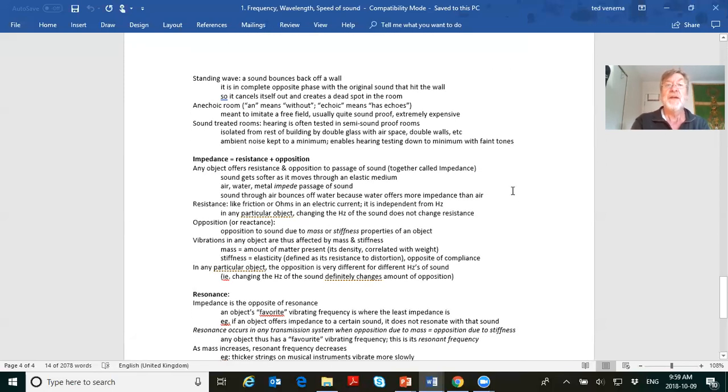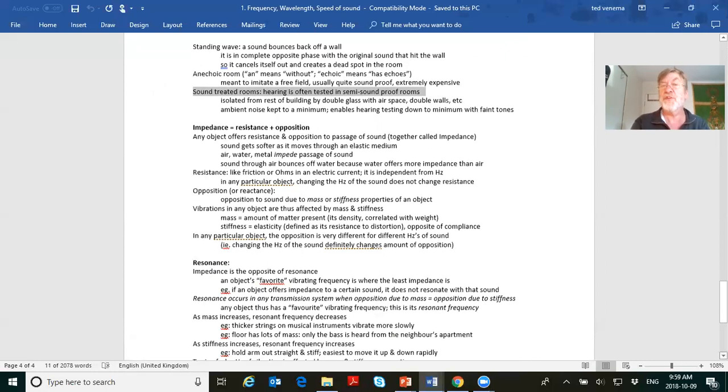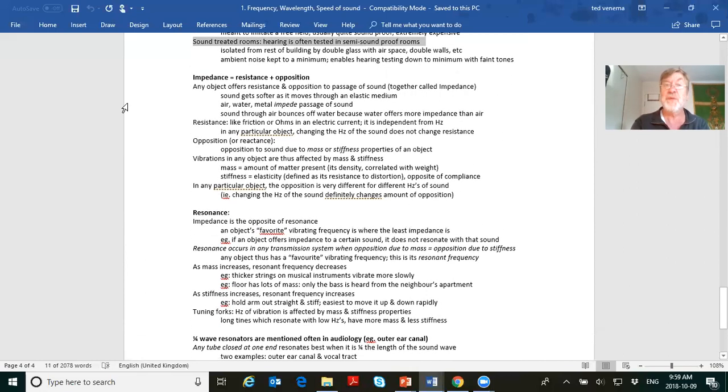Next. Standing waves, anechoic rooms, important to know. Okay, sound treated rooms, very different. That's what we use to test hearing. Think of water resistant as opposed to waterproof. This is an important concept as well. You're going to have this over and over and over again.